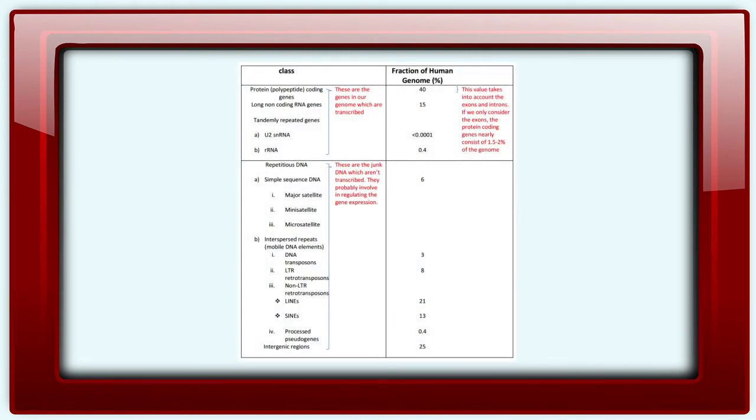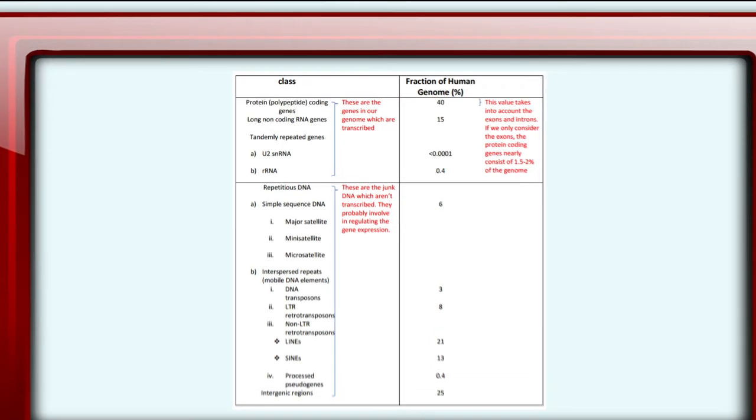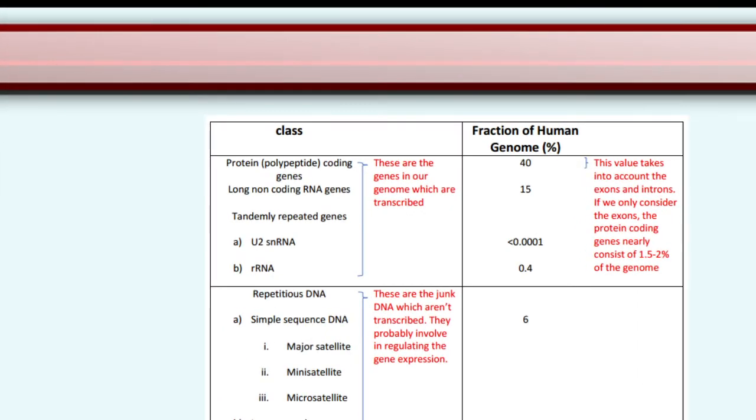In this table, you can see the classes of the genes and the junk DNA in our genome. Only the genes are transcribed, whose classes are protein coding genes, or we can say polypeptide coding genes, like collagen genes that produce collagen protein. Long non-coding RNA genes, or we can say lncRNA genes, like microRNA genes. The function of microRNA is in regulating the gene expression.